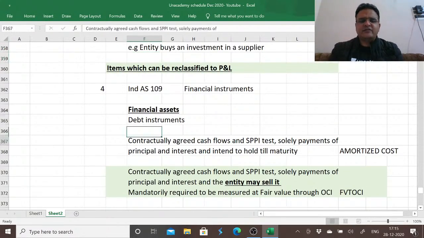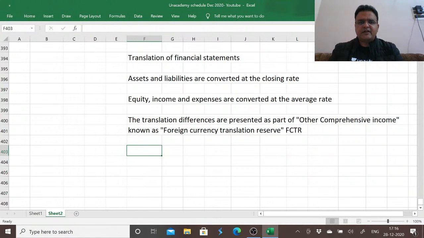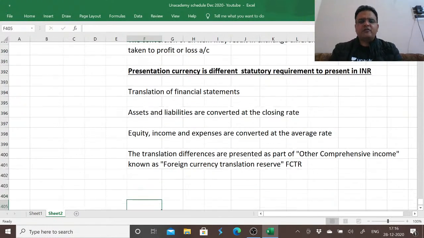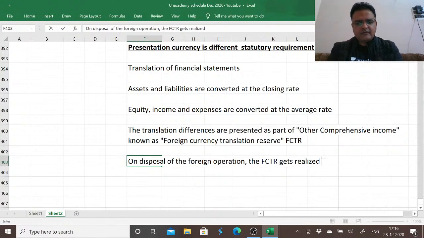So when it gets a chance to get reclassified to P&L, the management, this is a foreign operation which we are consolidating or we are translating for the purpose of consolidation. So we present it in a different currency. Now on disposal of the foreign operation, the FCTR gets realized and it can be reclassified to P&L.